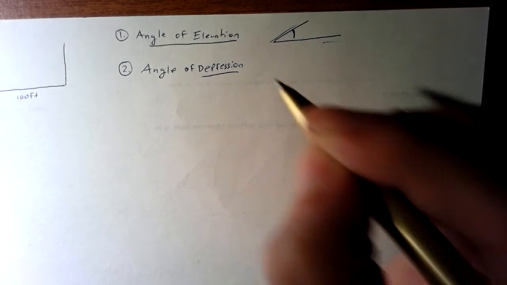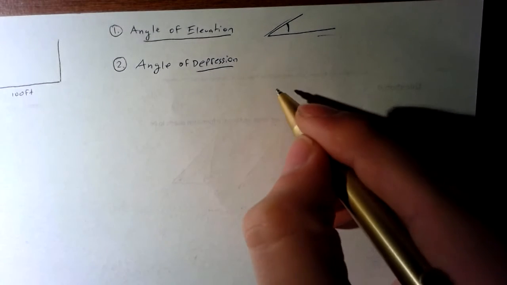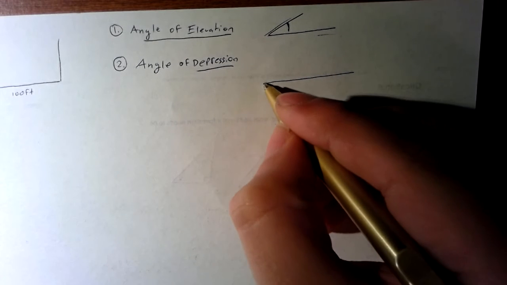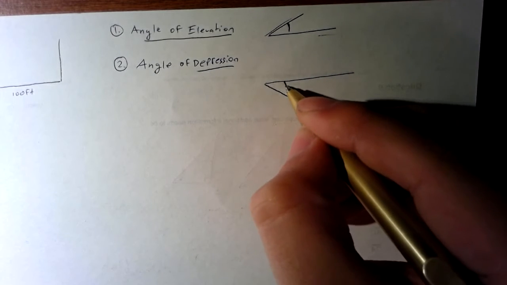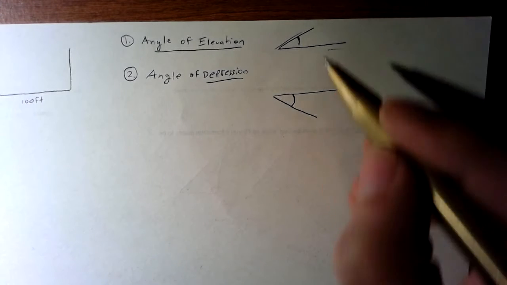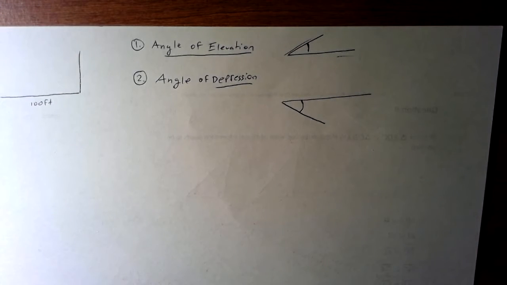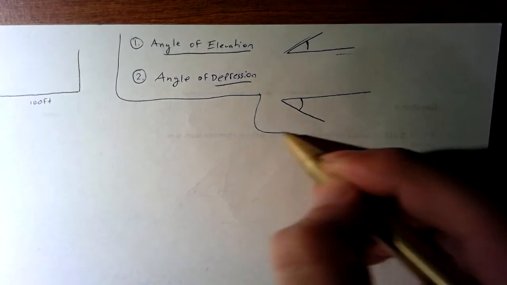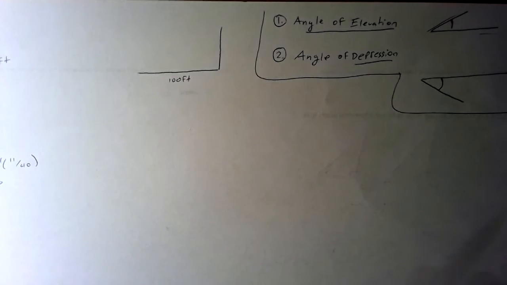Again here, depression just means down. The way this works is you get a horizontal like that, and angle of depression just means the angle formed by going downward. So angle of elevation meant going upward, angle of depression meant going downward. Okay, so this is a side note on vocabulary. Back to the problem.